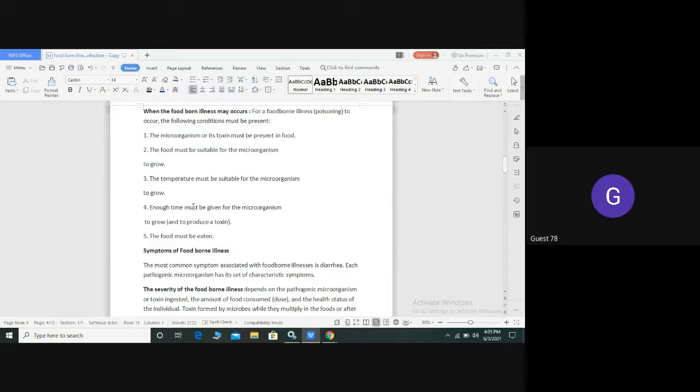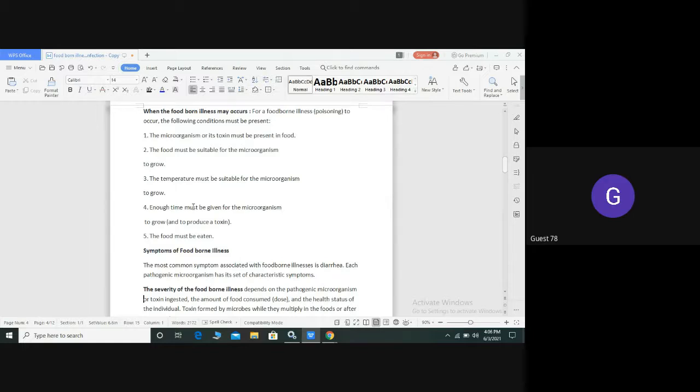In the case of food poisoning, the microorganism or its toxin must be present in food. This is the condition. The food must be suitable for the microorganism, because when the food is heated, the microbes are destroyed. So how can they produce their toxin? When they grow and develop in the particular food, after that they produce their toxin, and their toxin produces intoxication in our body. So the second condition is also required: the temperature must be suitable for the microorganism to grow.